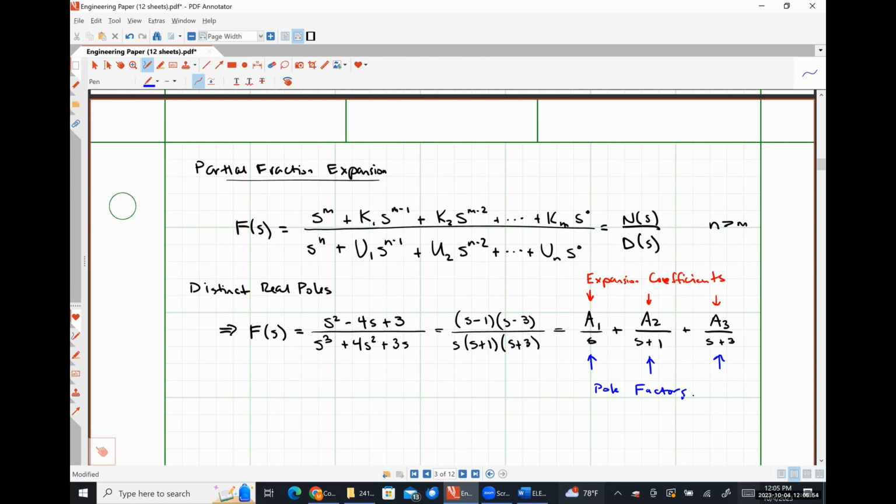Okay, so a zero simply means what value of s causes our whole transfer function to have a value of 0, and a pole is what value of s causes our transfer function to have a value of infinity. So our zeros in this case would be +1 and +3, and our poles in this case would be 0, -1, and -3. Because whenever something in the denominator goes to 0, the magnitude of the thing blows up to infinity, right? So our poles are defined by the polynomial in the denominator. Our zeros are defined by the polynomial in the numerator.